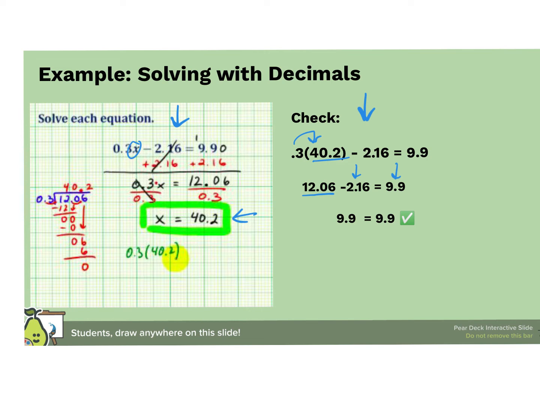So on your exit ticket today, not only are you going to solve, but I'm also going to ask you, when you checked, what number did you get on both sides? Okay, so for this one, you would write in 9.9. We're going to do, I think, 3 practice problems, and then you're going to take your exit ticket.